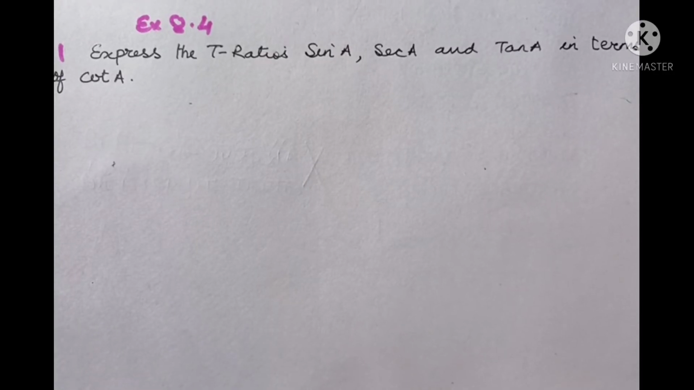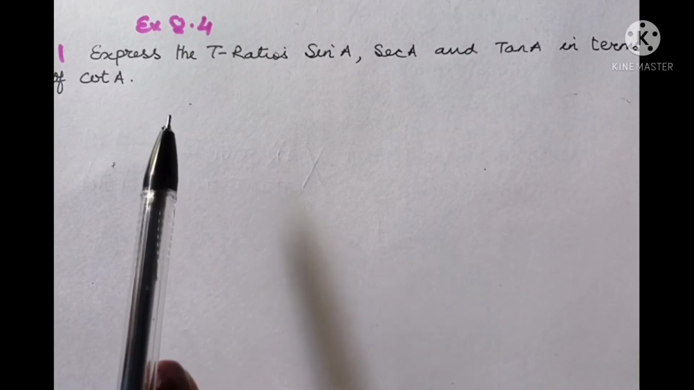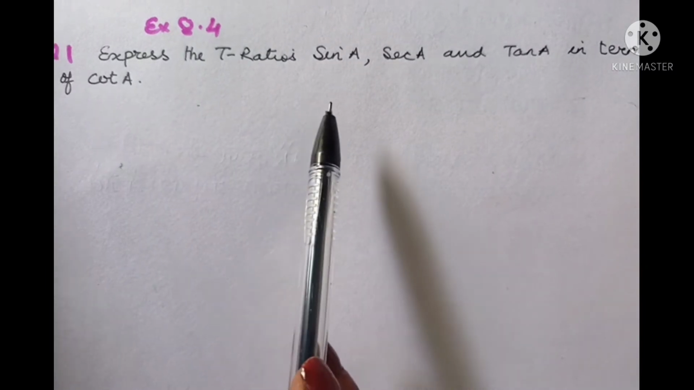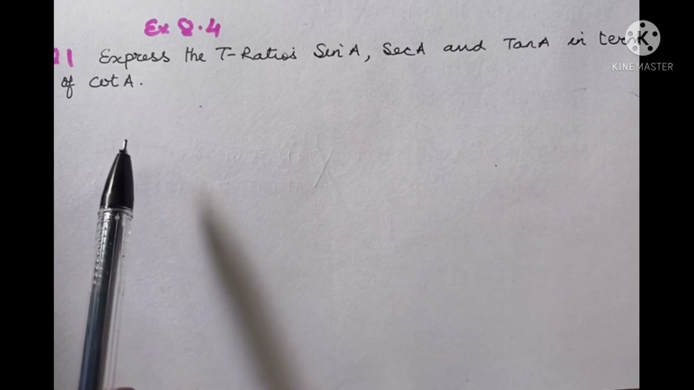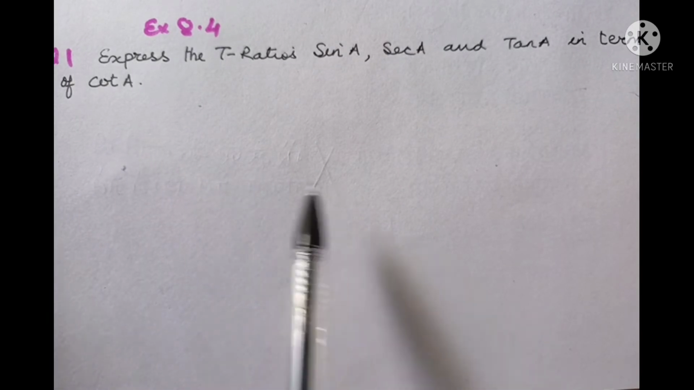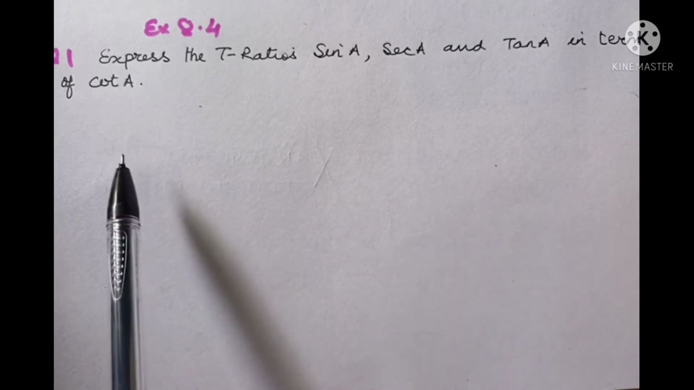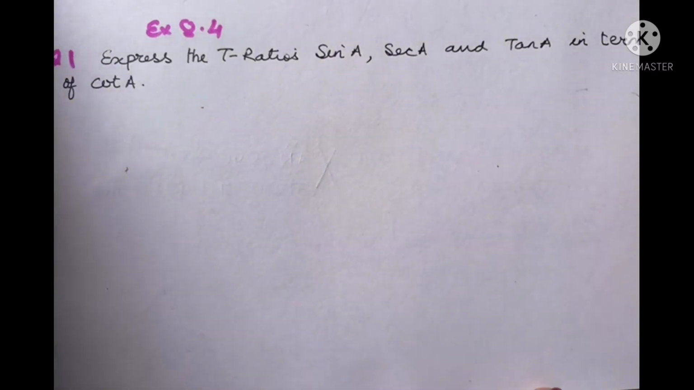Let's get to exercise 8.4 question number 1, which says express the t ratios of sine A, secant A and tangent A in terms of cot A. So I shall tell you to represent all the other 5 t ratios in terms of cot A. Let us see how do we do that.